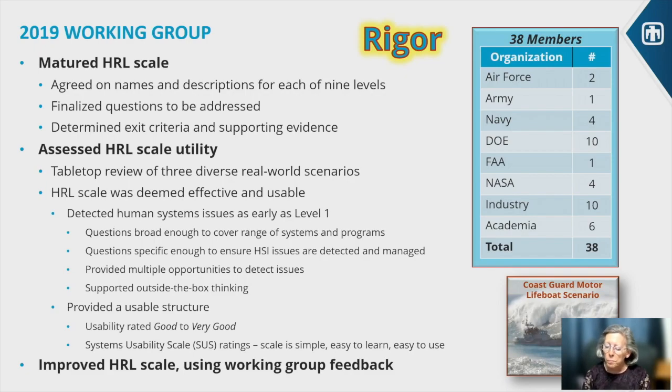And after we did that, we went through and did some tabletop exercises to determine if the HRL scale had utility. So we took 3 diverse real-world scenarios, and we had the members take a look at those scenarios in groups, and we said, all right, these are systems that historically had human systems issues. So if you had the HRL scale at the time that these were undergoing design and development, would that have made a difference, and where? How would it have made a difference?